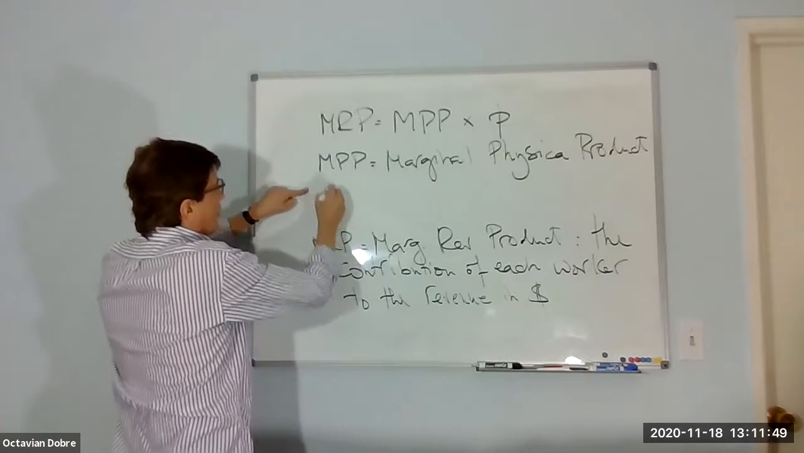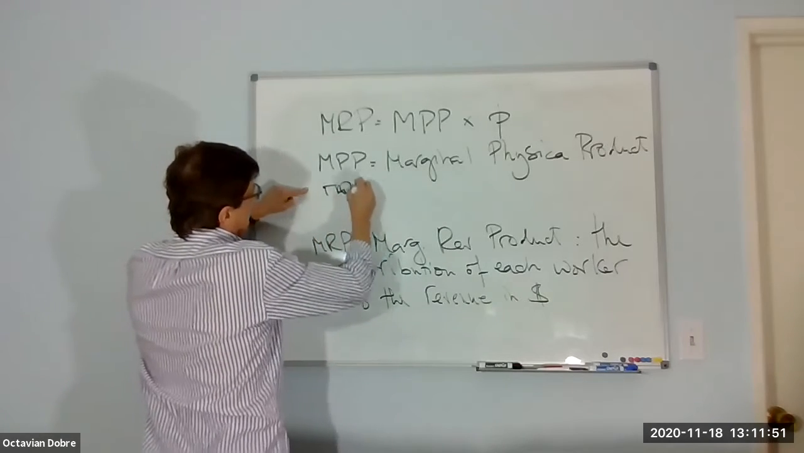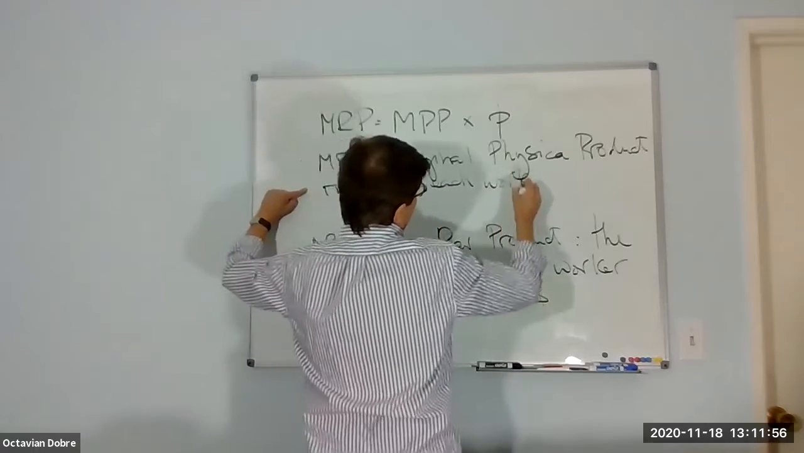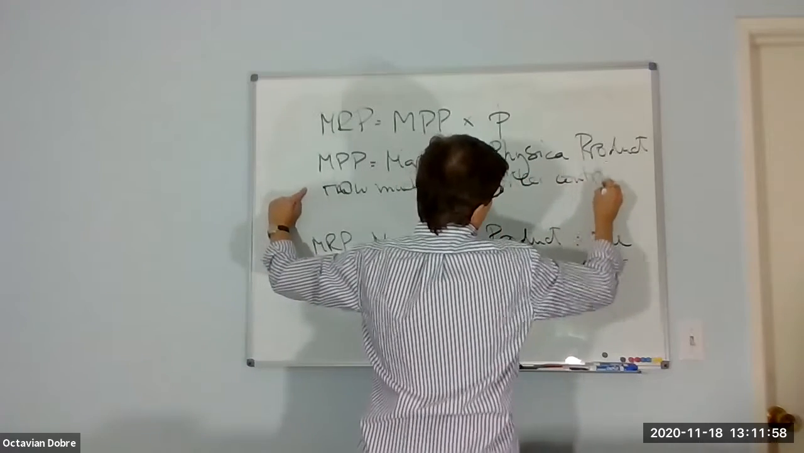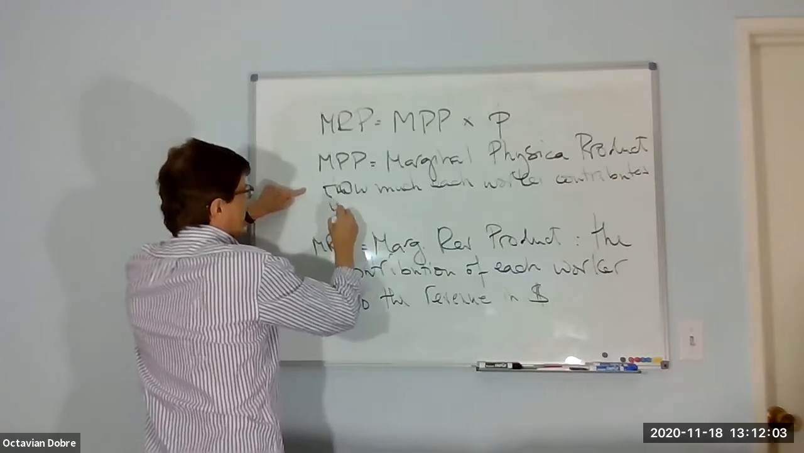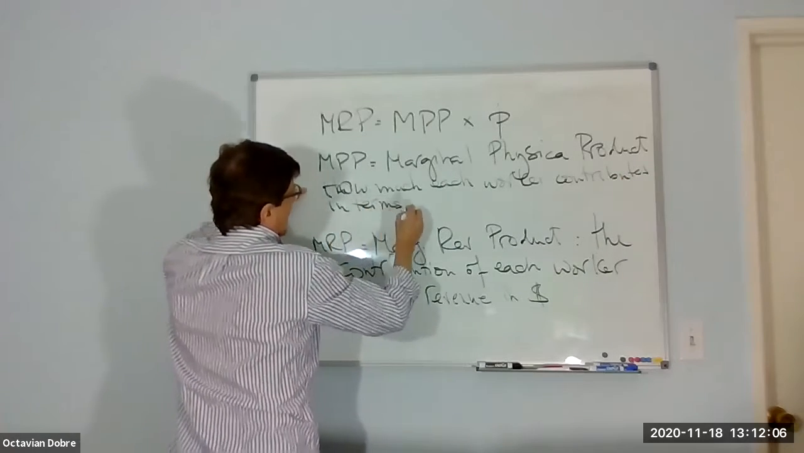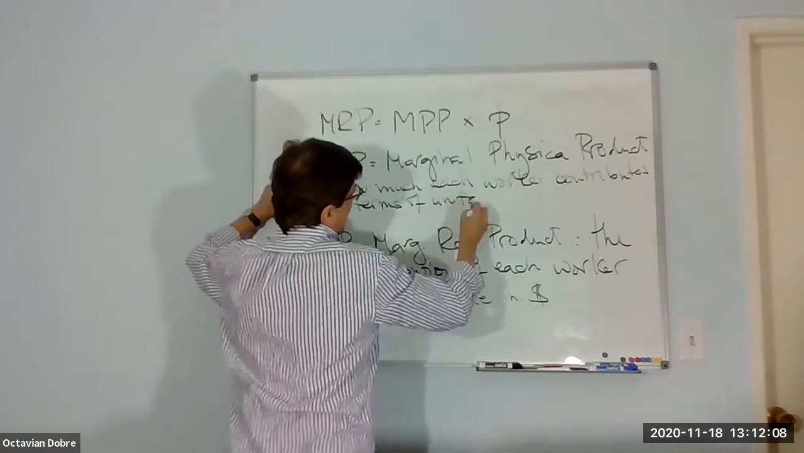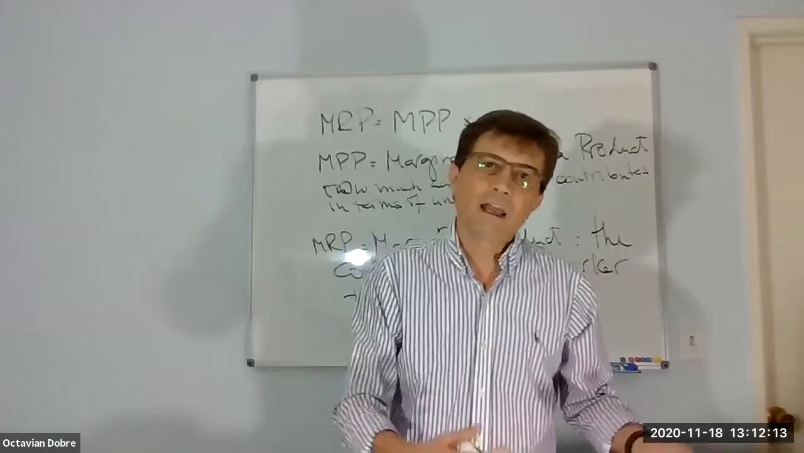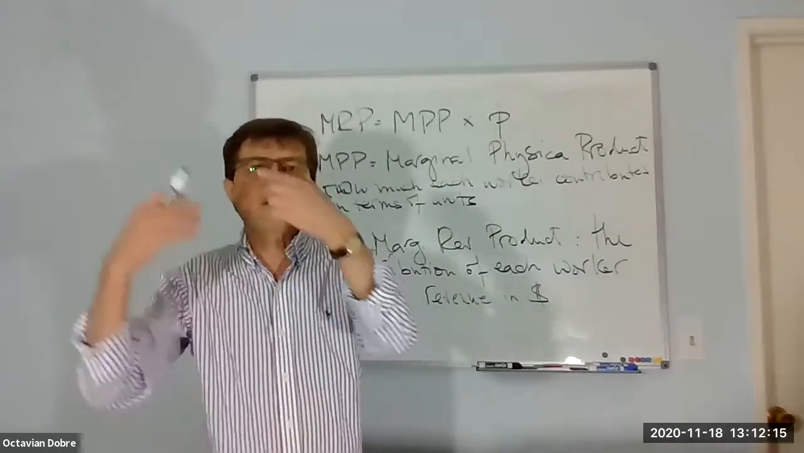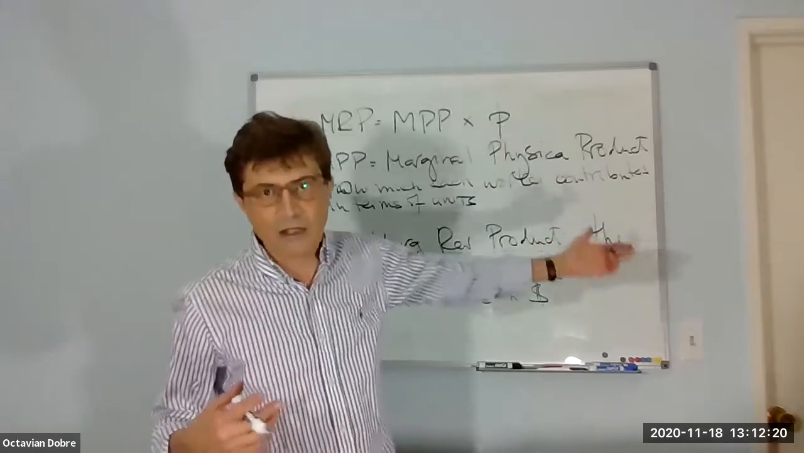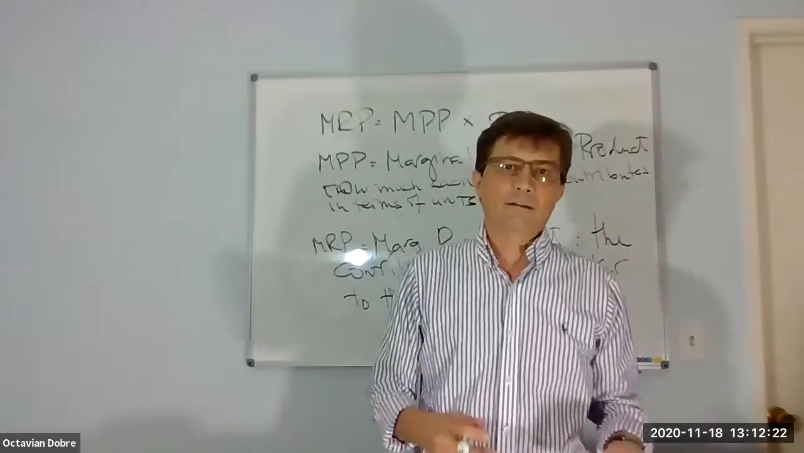How much each worker contributes in terms of units. In terms of goods, not dollars, but goods. And then when I multiply the number of goods, the units that they are producing, times the price of each unit, then we're going to get dollars.